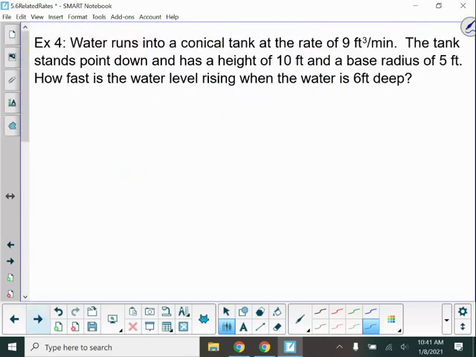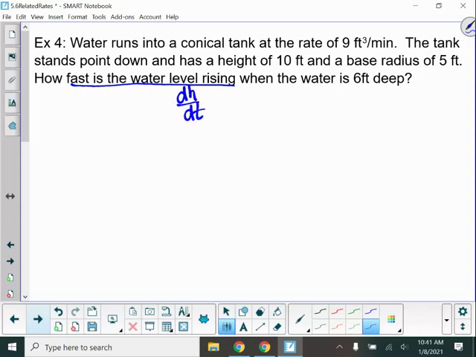Okay, lastly, the last example we are going to do in the videos. Example 4: water runs into a conical tank at the rate of 9 feet cubed per minute. The tank stands point down and has a height of 10 feet and a base radius of 5 feet. How fast is the water level rising when the water is 6 feet deep? So I want to know, how fast is the water level rising?